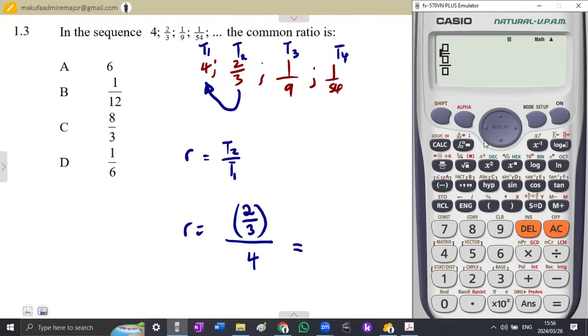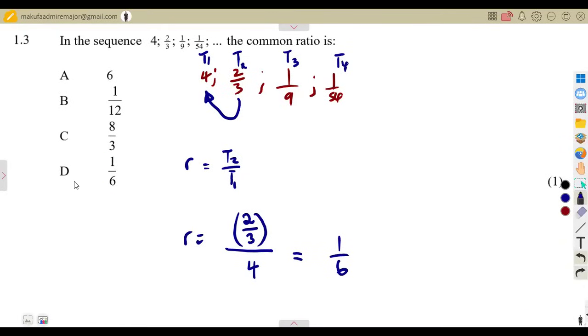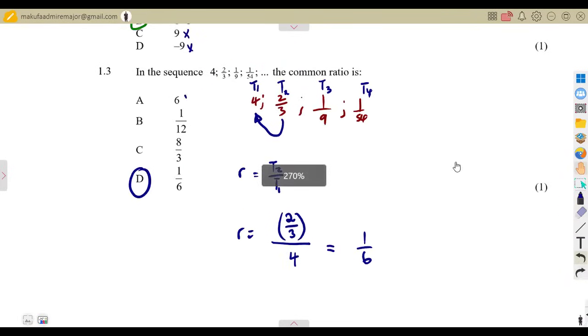Let me put a bracket first like this. You just want to put it as it is on this part. So this is 2/3. Then I'm going to close this bracket, which is the numerator, over the 4. That is going to be 1/6. And where do we have 1/6? 1/6 is this answer here, which is D. So all the other answers are wrong. This is the answer we are supposed to have. That was our question 1.3.